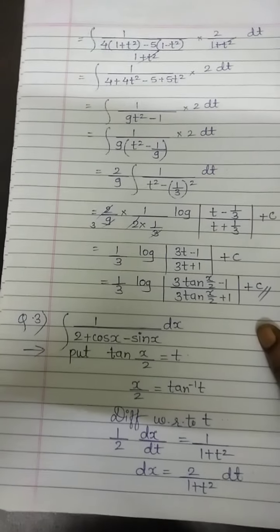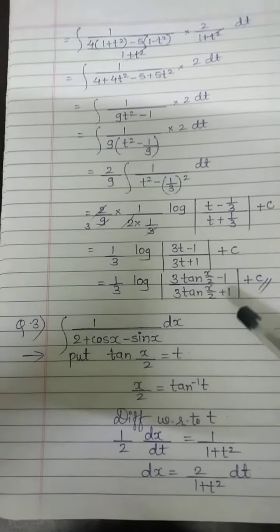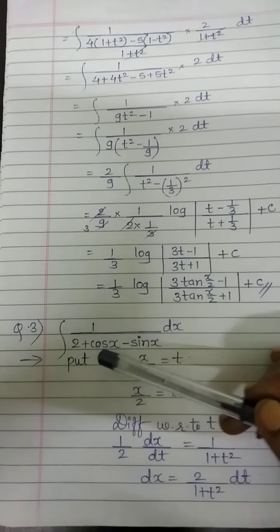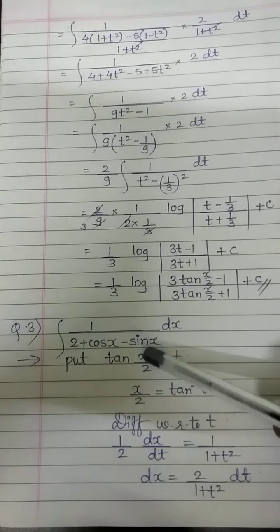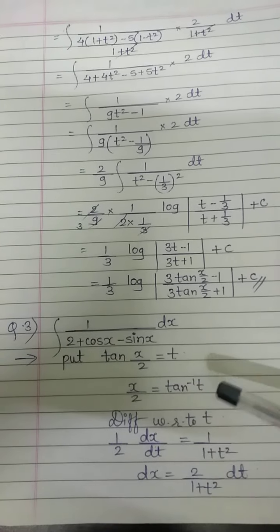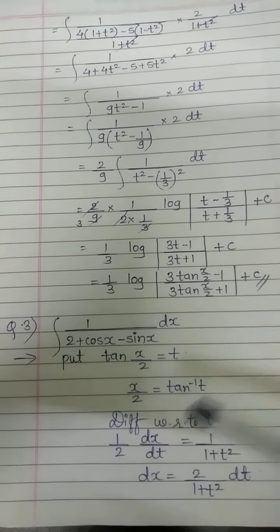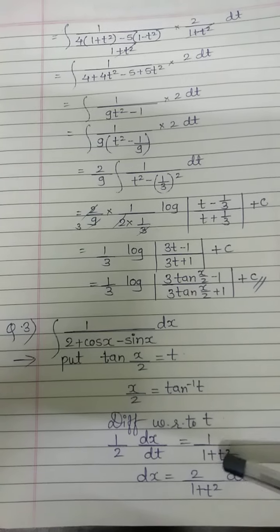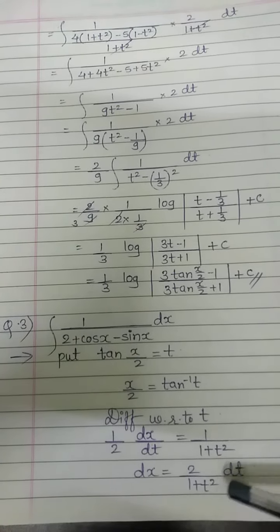Now question number 3, where both the terms are present, sin as well as cos. So integration of 1 upon 2 plus cos x minus sin x dx. Now put tan x by 2 is equal to t, so x by 2 is equal to tan inverse of t. Same as the previous, differentiating with respect to t, 1 by 2 dx upon dt is equal to 1 upon 1 plus t square. So dx is equal to 2 upon 1 plus t square dt.